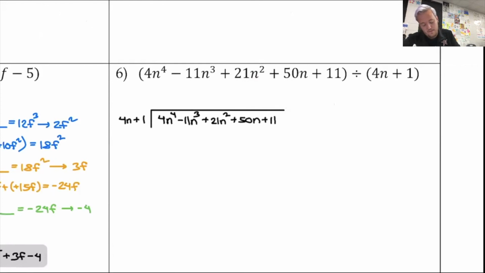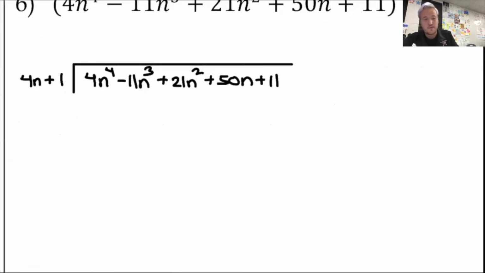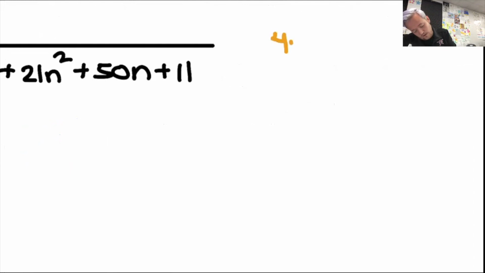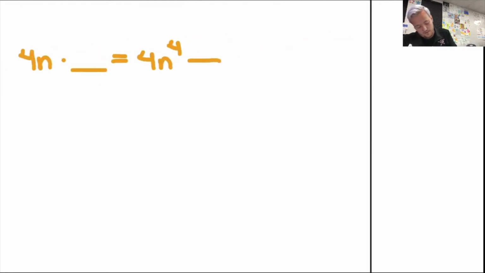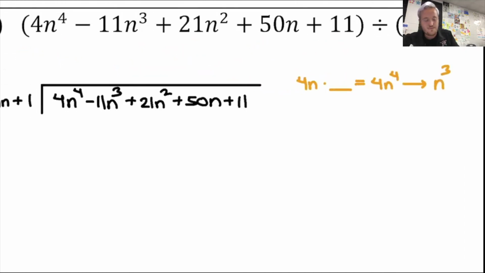All right, so I started off with some orange. All right, so 4n times some value to give you 4n to the 4th. So that value would be n cubed. So that's what I'm going to write here at the top to start it off.